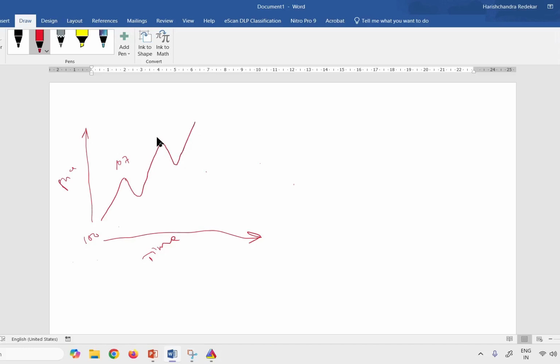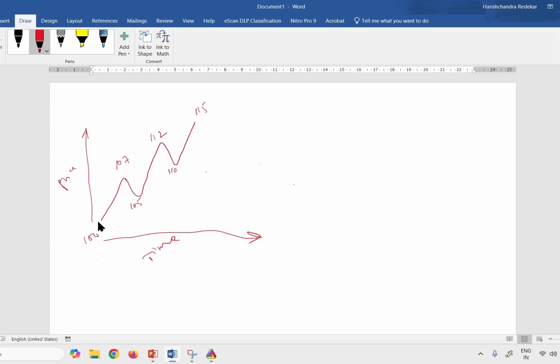So let's say the price has started from 100, it has gone to 107, and then it has come down to 105. Then from 105 it started rising and gone on to 112. Then from 112 it has come to 110, and then it has gone to 115. So this is how security prices will move.